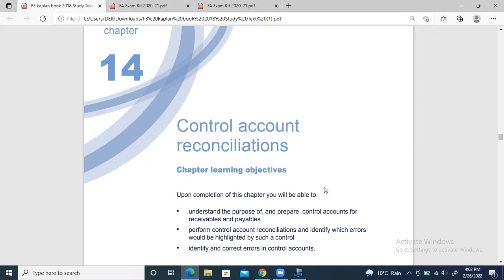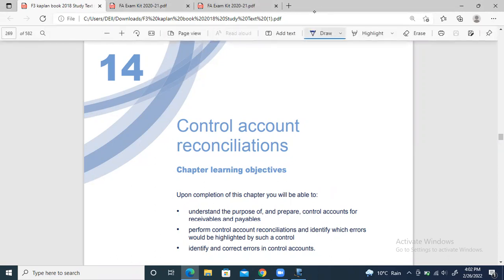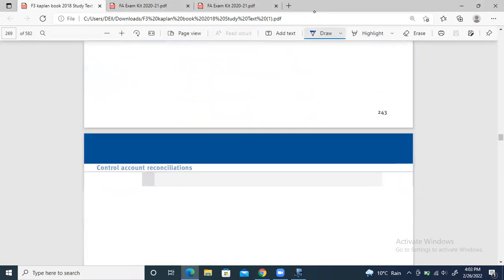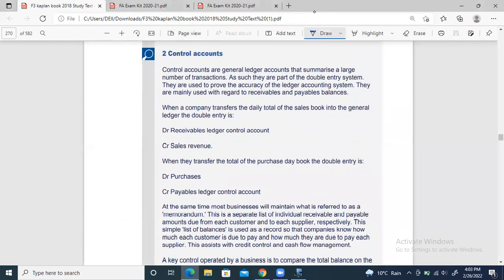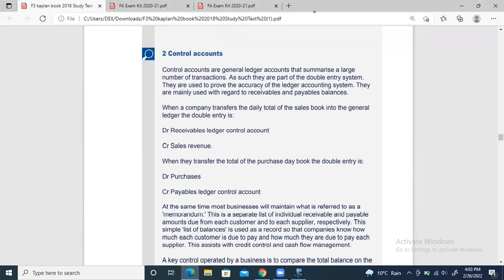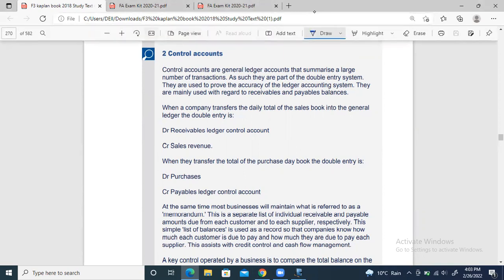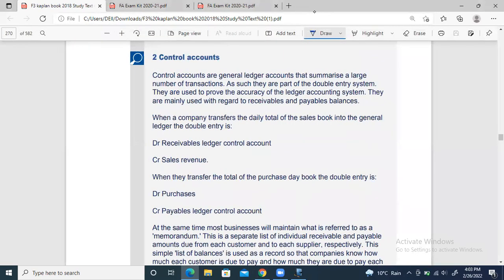Okay. So this is chapter number 14, which is control account reconciliation. So let's start. Again, we will study the theoretical part from this chapter. It's a very small chapter, but mostly things we will be doing on the notes like we just did in every class before. First, let's understand what control accounts actually are.